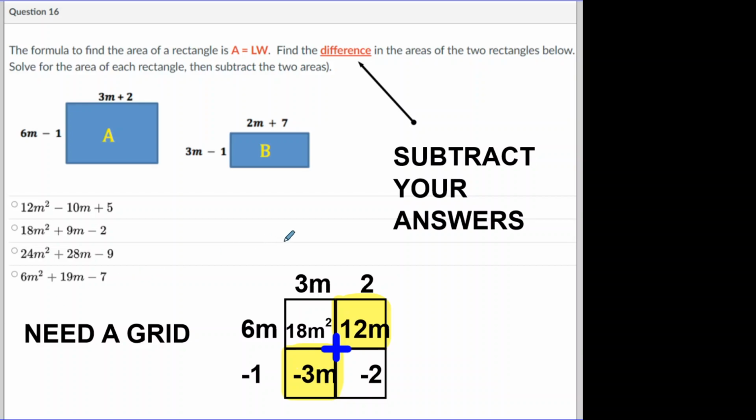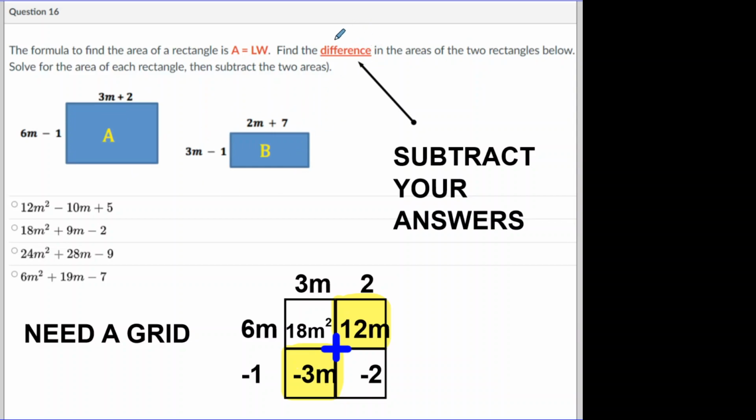This last one was actually split into 3 parts on the actual test that we did. You had to find the area of shape A, the area of shape B, and then you had to find the difference, which means subtract your answer. So basically just draw a grid, make it look like it is up here, 3m and 2, 6m minus 1, and then just do the whole thing you've been doing for this whole test so far. Work out what it is, distribute, and then this part here, the difference. After you did these 2 questions, they gave you the answer to this one and this one, which is why you couldn't go back in the test.